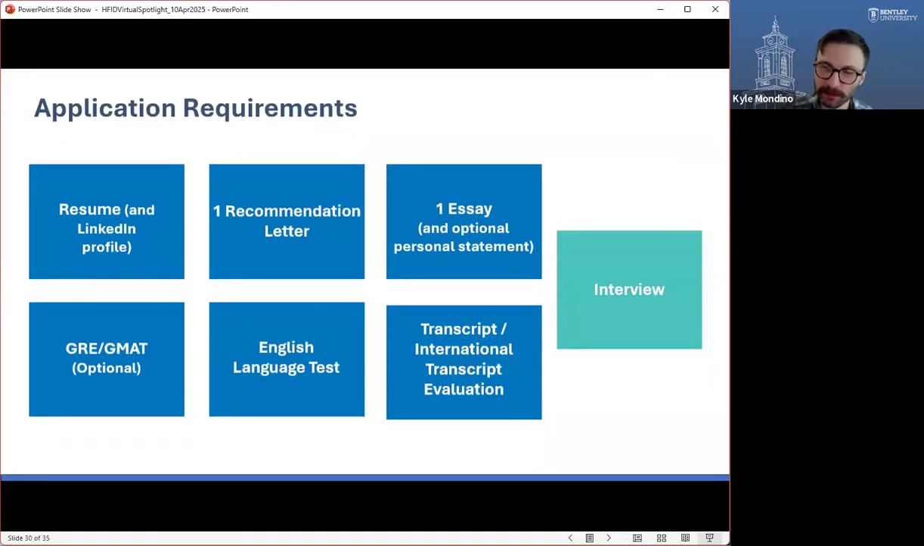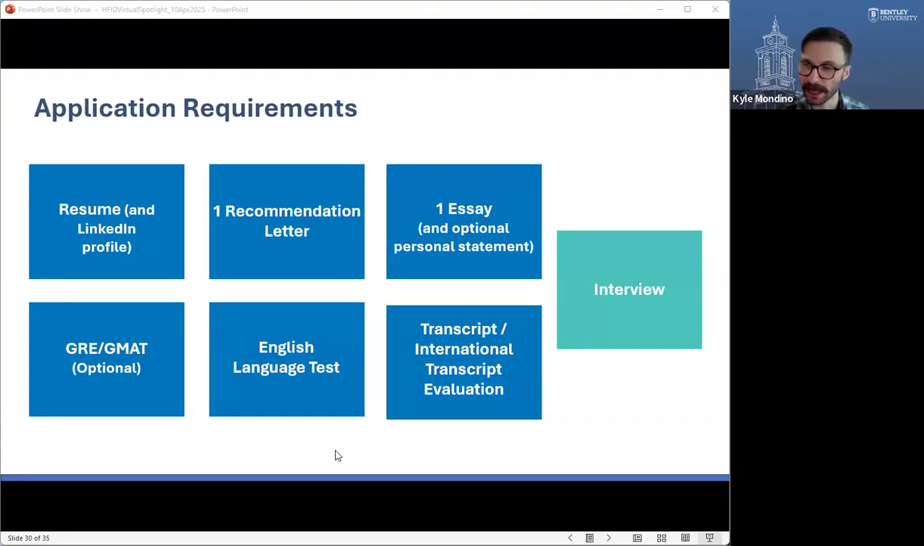All right, so application requirements. We've really streamlined our application this intake. There's going to be a combination of required documents and optional documents. Hard required documents are resume, one letter of recommendation, one essay. If you're from a country whose native language isn't English, a potential English language test requirement. We do require transcripts from all universities attended. And if you've completed your degree or aspects of your degree outside of the United States, we require a NACES member transcript evaluation. And then finally, an interview component.